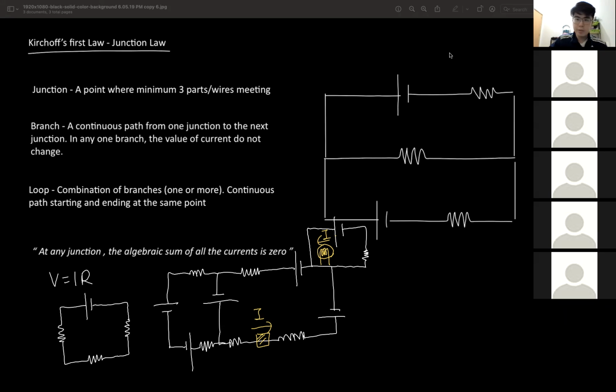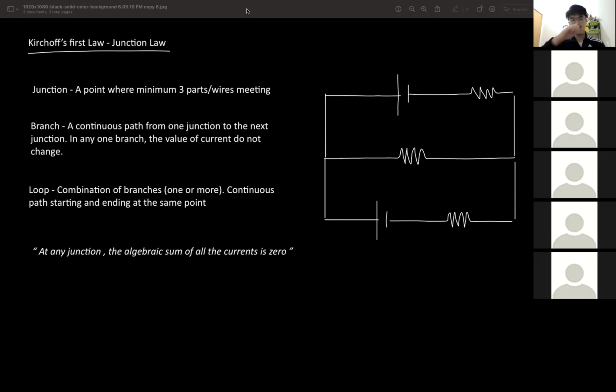Now let's go into the first law. Before we talk about the first law, let's understand a few components that we need to know to use the law. First is, what is a junction, what is a branch, and what is a loop? Very simple. A junction is a point where there are at least 3 wires connecting. If you look at the circuit on the right here, a point where there are at least 3 wires.